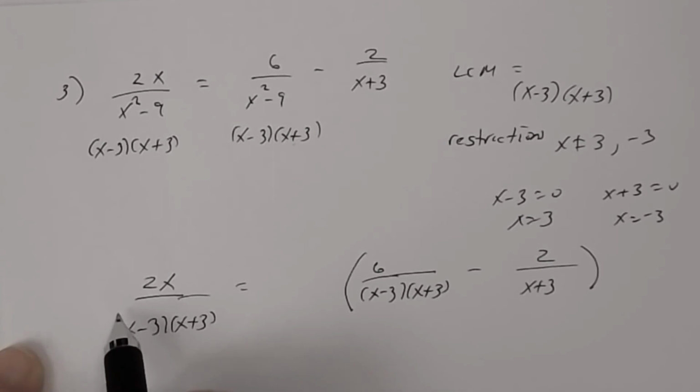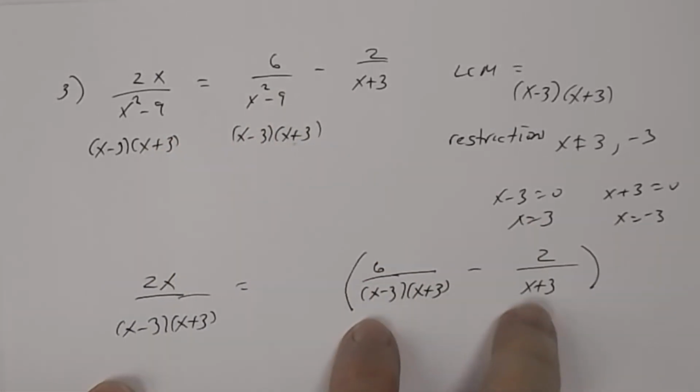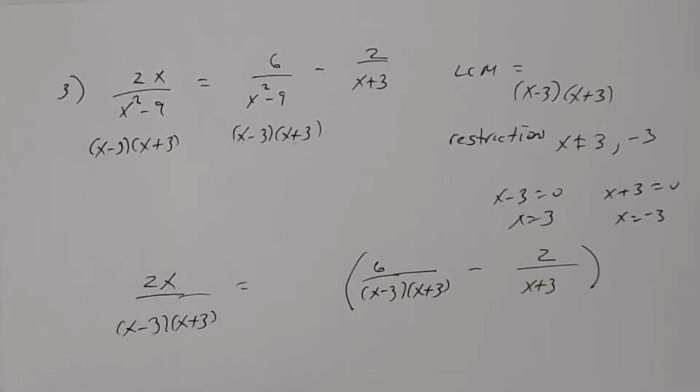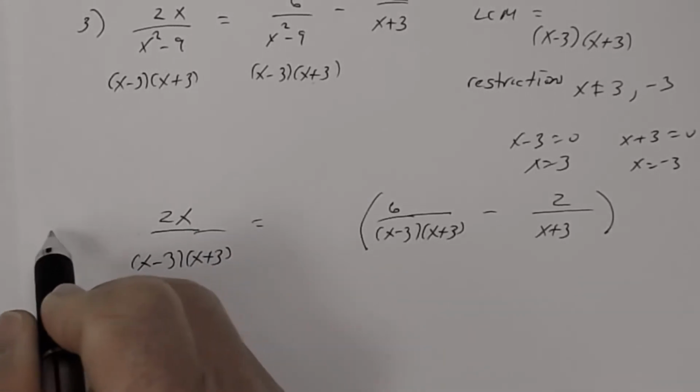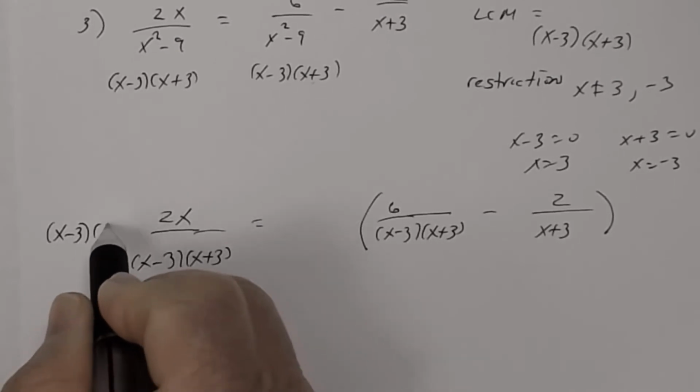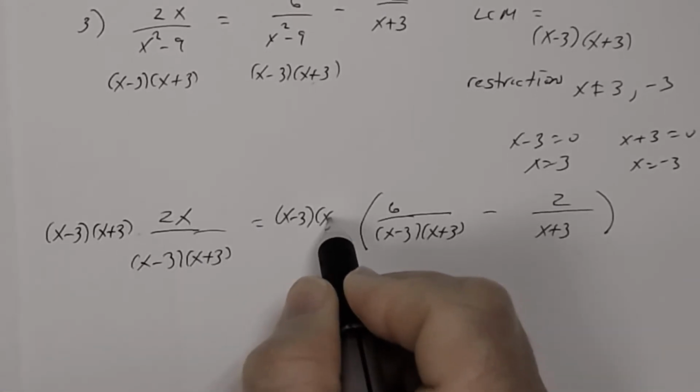Okay? So now remember, all I did was rewrite this. I put this in parentheses since there were two rational expressions on this side. This side has just one. Okay, so then multiply both sides by the LCD, just like this. x minus 3, x plus 3. Over here, x minus 3, x plus 3.